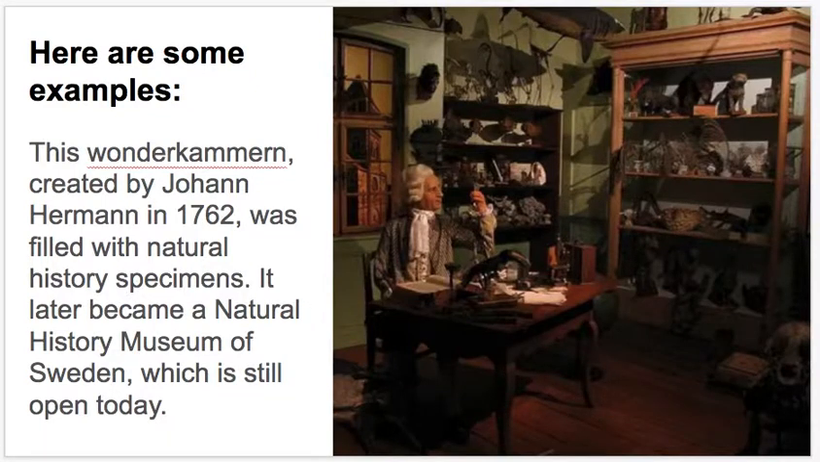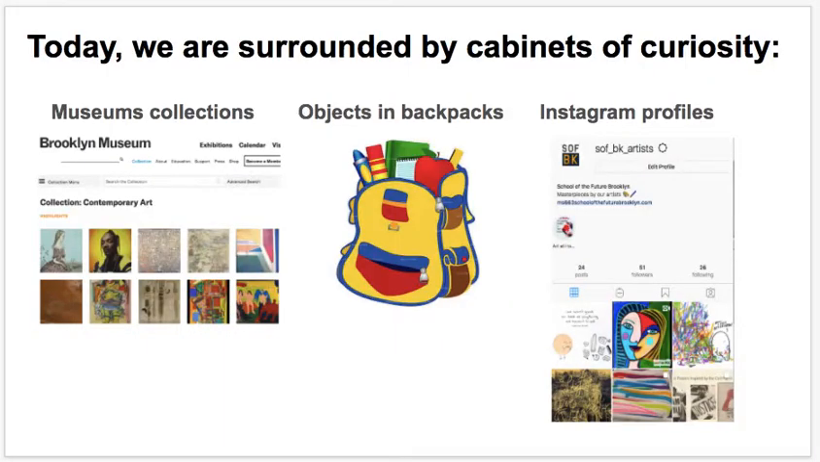Here are some examples of Wunderkammern. This Wunderkammern on the right was created by Johann Hermann in 1762. It was filled with natural history specimens, so stuffed animals, it looks like mostly. His collection later became the Natural History Museum of Sweden, which is still open today. That's like 300 years later. Today we are surrounded by our own modern versions of cabinets of curiosity: museum collections, objects in our backpacks, Instagram profiles. We collect images all the time.